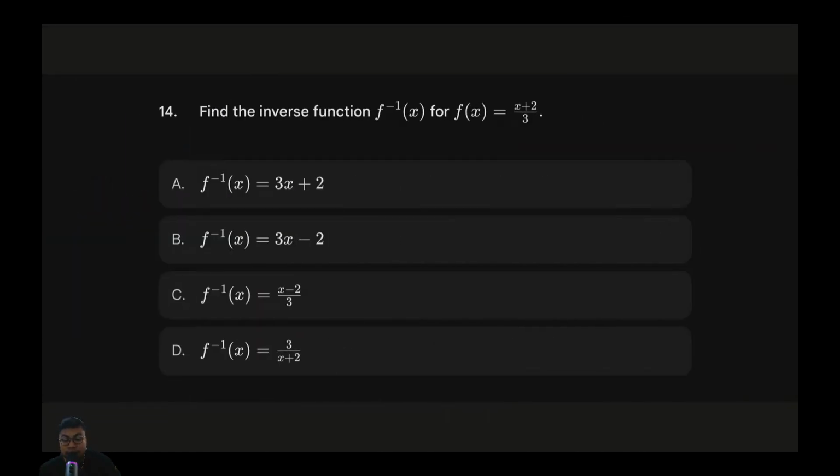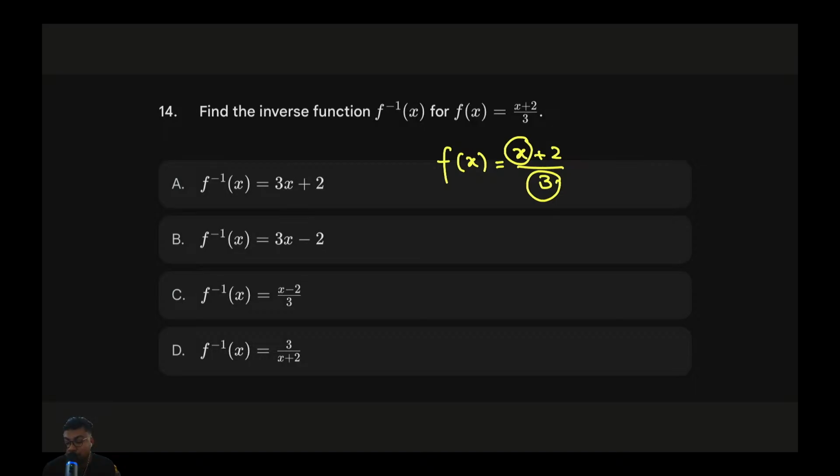For the next question, 14, they want us to find the inverse of f of x. They gave us f of x equal to x plus 2 over 3, right? So how do we find the inverse? First of all, to find inverse functions, for the original we should solve for x, which means isolate x. So in order to isolate x, first we have to eliminate the 3.